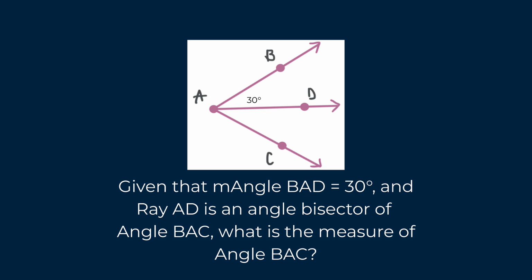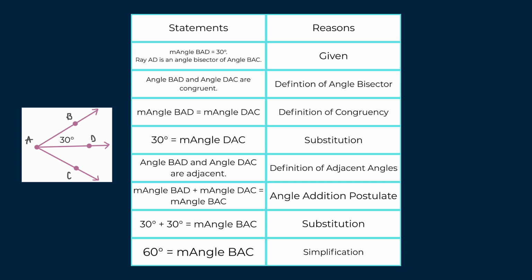And here is the entire two-column proof. As you can see, we state that the measure of angle BAD is 30 degrees and ray AD is an angle bisector of angle BAC. Those are both given. Since angle BAD and angle DAC are congruent by the definition of angle bisector, their measures must be equal. The measure of angle BAD equals the measure of angle DAC by the definition of congruency. We substitute 30 degrees as the measure of angle BAD, so 30 degrees is the measure of angle DAC.